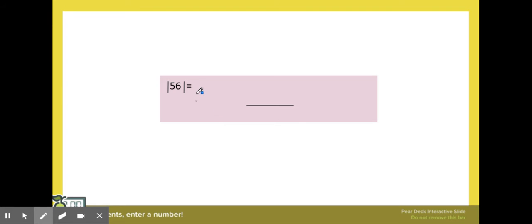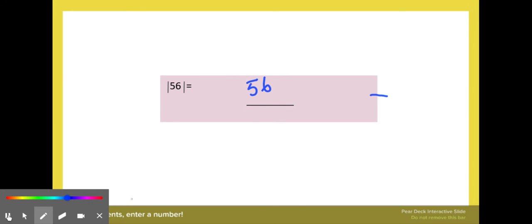The absolute value of 56. So how far is 56 away from 0? Well, if I started at 0 and jumped, it would be 56 jumps away. So it would be a positive 56 or just the number 56.